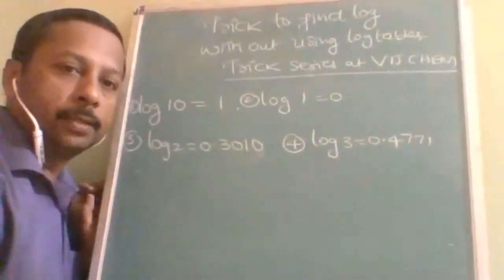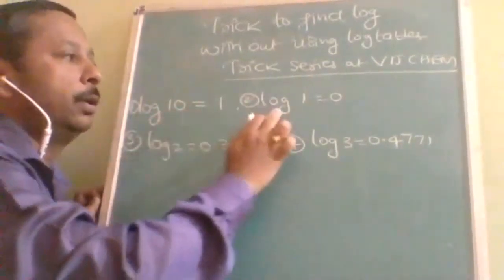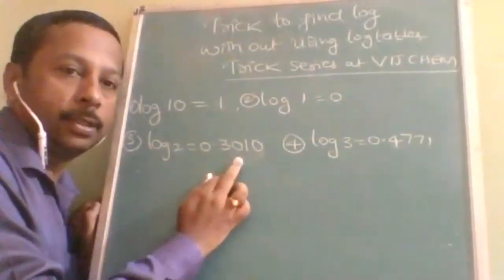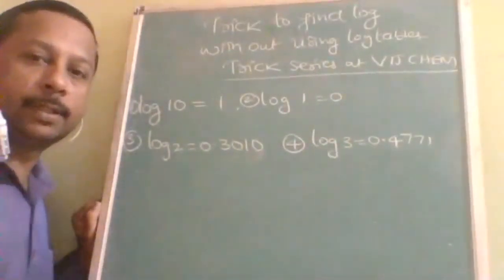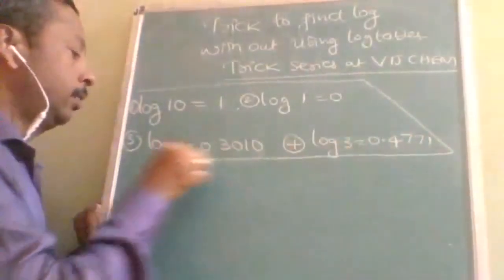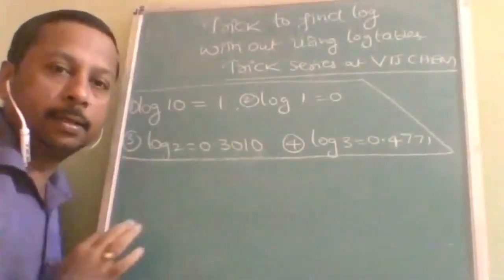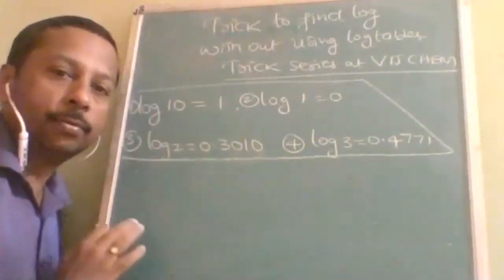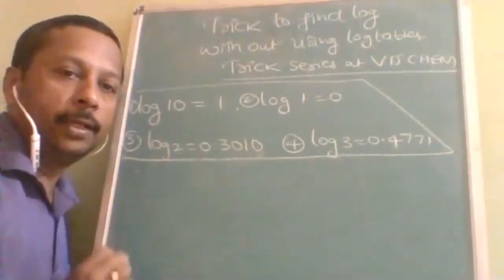This trick works on only four values. What are the four values? Log 10 is equal to 1, log 1 is equal to 0, and log 2 is equal to 0.3010. This value you have to remember. And log 3 is equal to 0.4771. If you remember these values, and all the formulas I told you on the previous screen, then those formulas and these values will enable you to find out any log value.